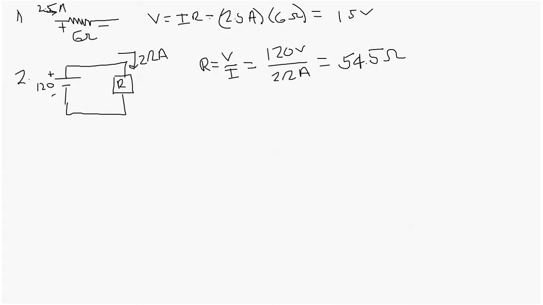So one of the things you'd do if this refrigerator wasn't working or something was happening, you would disconnect it and put your ohm meter there, and you should read 54.5 ohms. If not, then things aren't working like you thought they should.